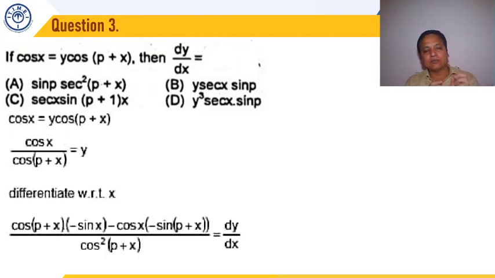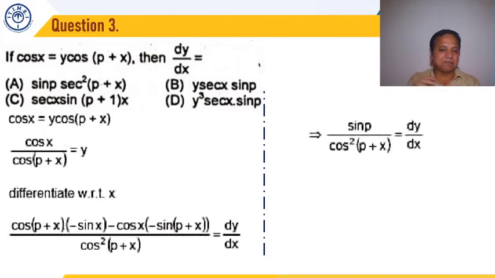Cos(p+x) into minus sin x becomes minus cos(p+x) into sin x, and minus cos x into minus sin(p+x) becomes sin(p+x) into cos x with plus sign. If we apply the sin(a−b) formula, sin(p+x) into cos x minus cos(p+x) into sin x gives me sin(a−b), that is sin((p+x)−x). So the numerator reduces to sin p.